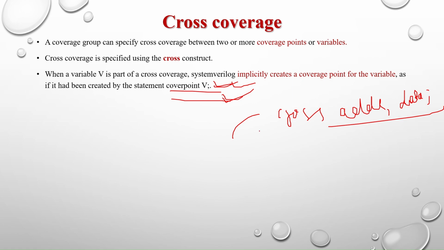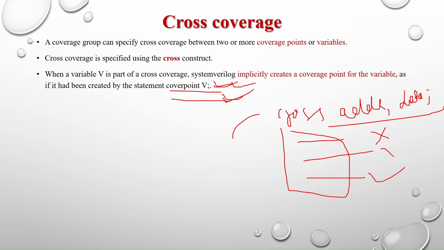We can see that in the coverage report. Even if you write cross of address, data, you will see cover point address and cover point data. When you write cover point address, you get the implicit bins of the address. If the address is 3-bit, 2 to the power 3, 8 auto bins will be created. If the data is 4-bit, 2 to the power 4, 16 auto bins will be created. So in the report you will see the coverage point of address, the coverage point of data, and the cross product between address and data. We want only the cross product, and the rest is not required, but SystemVerilog implicitly creates the coverage point for the variable.